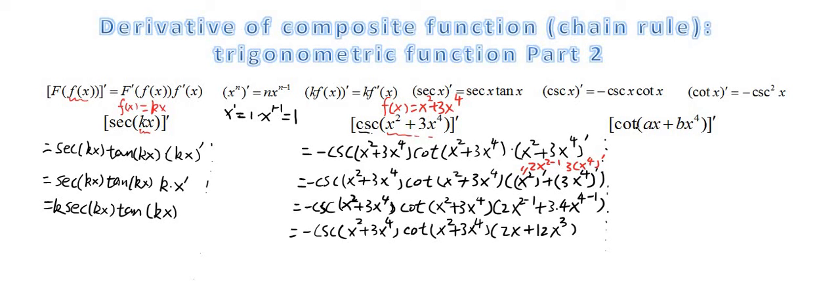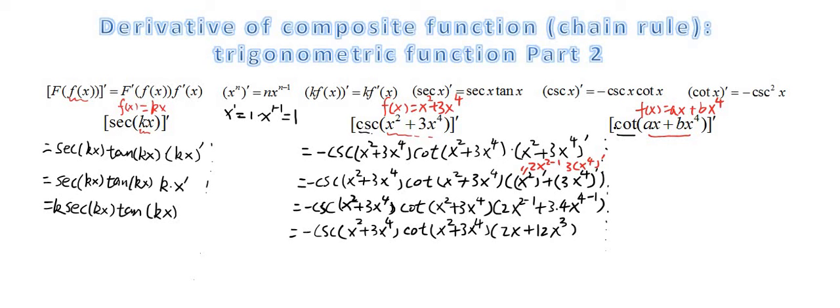For the last example, cotangent of ax plus bx to the power 4. Here a and b are constants. The first thing we're going to check: what is capital F? Capital F is cotangent. What is little f(x)? Little f(x) should be ax plus bx to the power 4. So we can write down little f(x) on the top: ax plus bx to the power 4.